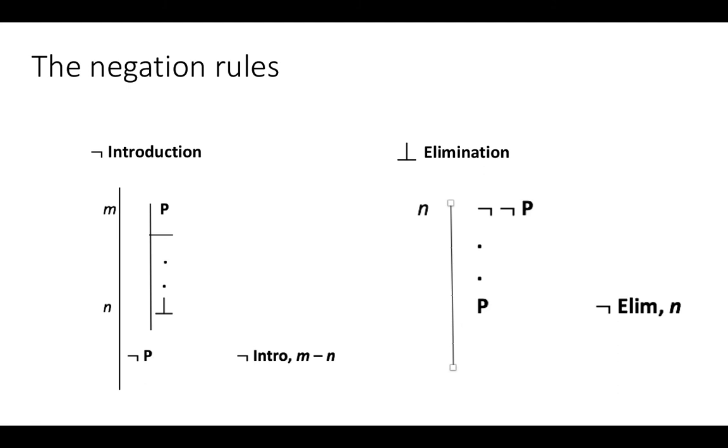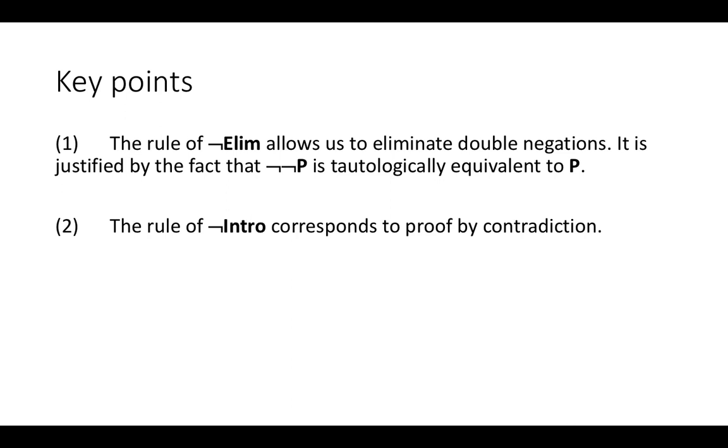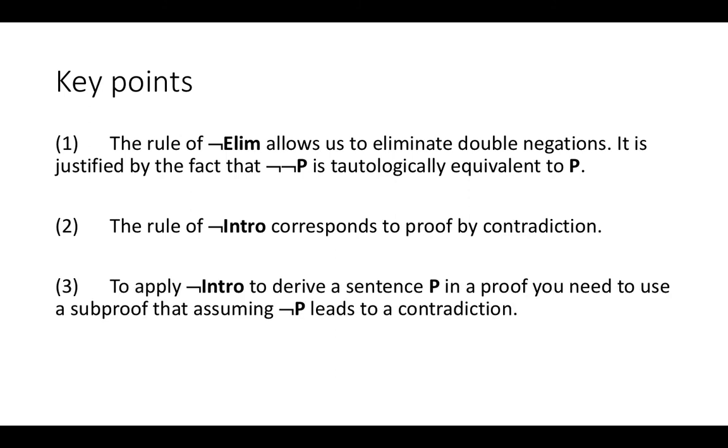So that covers all the ground I wanted to cover. Here are some key points to remember from this video. First, the rule of negation elimination allows us to eliminate double negations. It's justified by the fact that not not P is tautologically equivalent to P. Second, the rule of negation introduction corresponds to proof by contradiction. And then third, to apply negation intro to derive a sentence not P in a proof, you need to use a subproof that shows that assuming P leads to a contradiction.